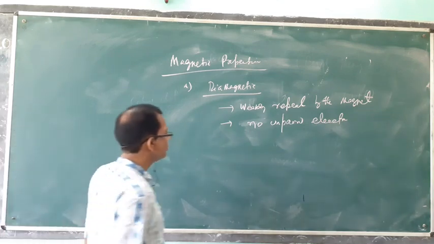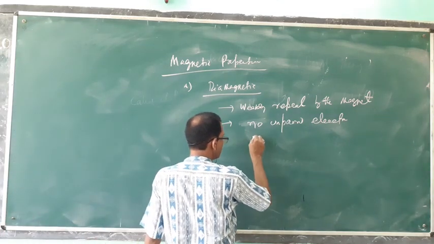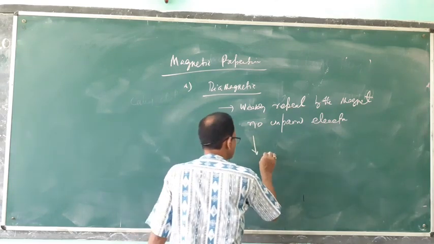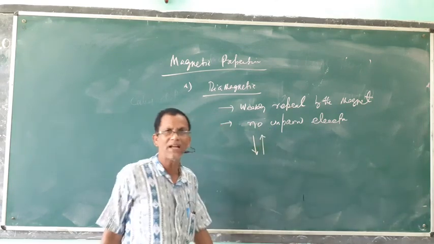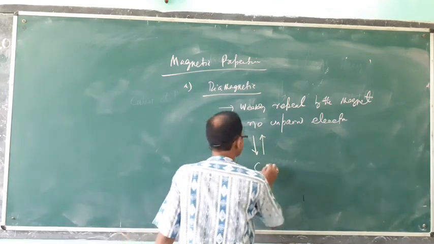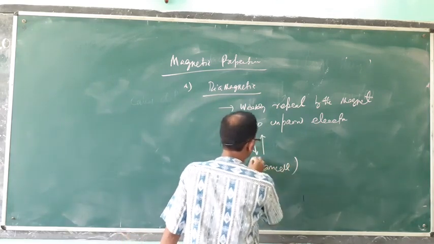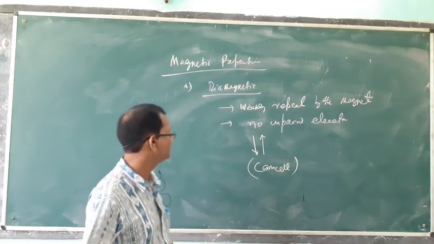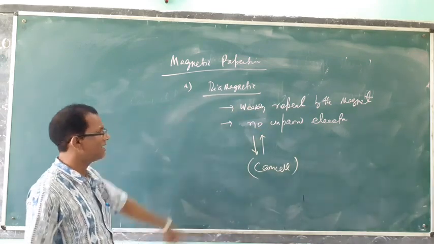Means what happens? The magnetic moment produced by one electron will be cancelled by the magnetic moment produced by the other electron. They cancel each other. That's why it will not behave as a bar magnet. They are used as diamagnetic substances.